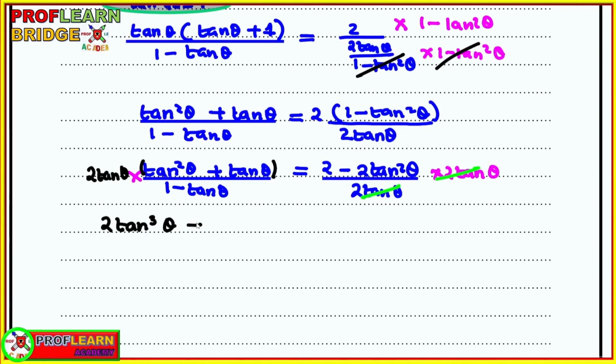And expanding this, I'm going to have 2 tan squared theta plus, no, 2 tan cubed theta minus, plus 2 tan squared theta.